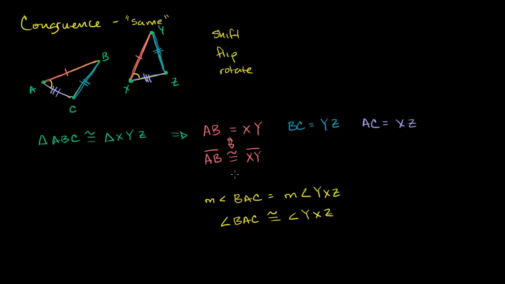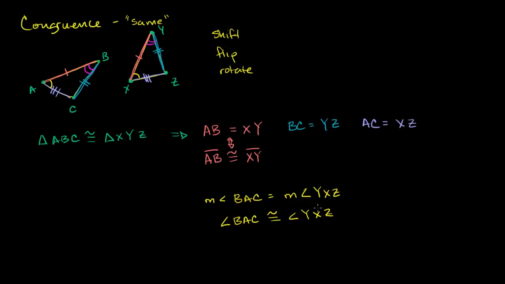And once again, like line segments, if one line segment is congruent to another line segment, it just means that their lengths are equal. And if one angle is congruent to another angle, it just means that their measures are equal. So we know that those two corresponding angles have the same measure. They're congruent. We also know that these two corresponding angles have the same measure. And I'll use a double arc to specify that this has the same measure as that.